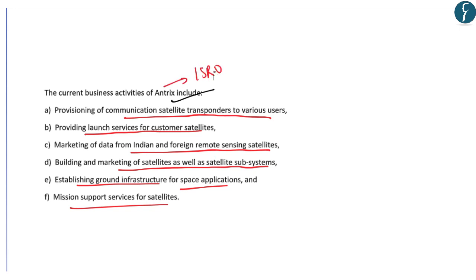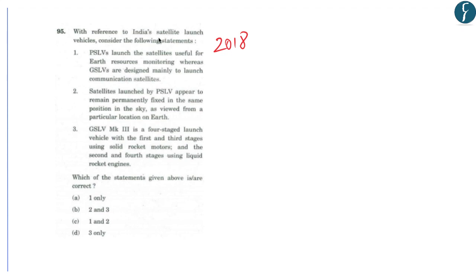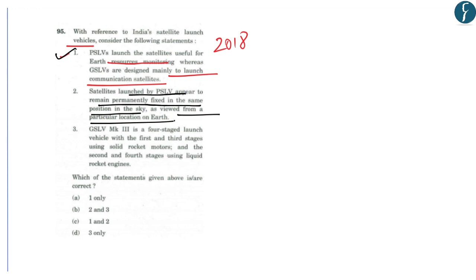Now in 2018, a question was asked on PSLV as well as GSLV. Let's go through the question. The question read, with reference to India's satellite launch vehicles, consider the following statements. First, PSLVs launch satellites useful for Earth resources monitoring, whereas GSLVs are designed mainly to launch communication satellites. This statement is correct. Second, satellites launched by PSLV appear to remain permanently fixed in the same position in the sky as viewed from a particular location on the Earth. No, this statement is incorrect, as this is true for geosynchronous satellites.